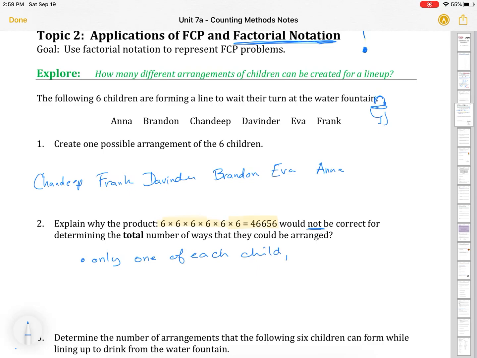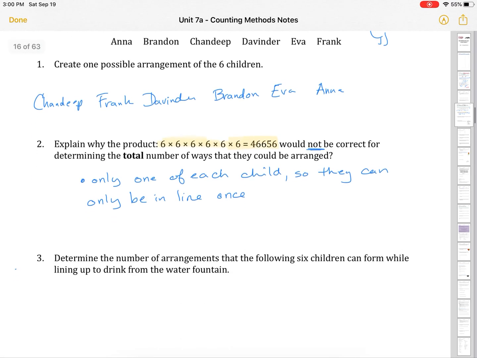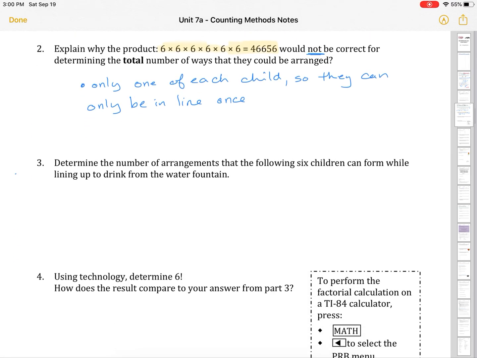Only one of each child, so they can only be in line once. So once that child has their position, they can't be repeated. We can't have Anna going back. So we can't do 6 times 6 times 6 times 6 times 6 times 6. Because once Anna has her drink, she's done. She doesn't get to go line up again.